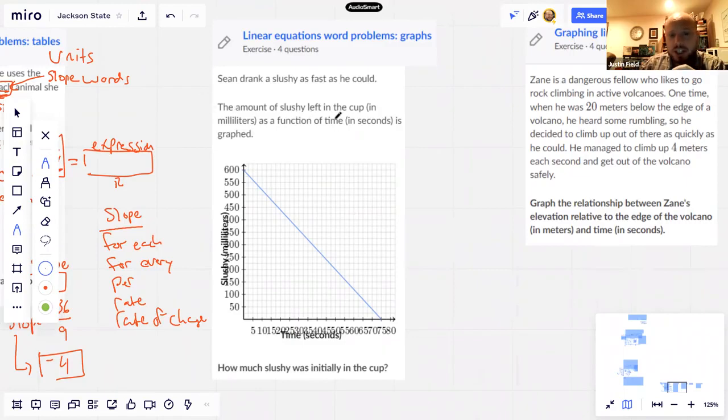The amount of slushie left in the cup in millimeters, found a unit, as a function of time, seconds. Got me 2 units. Okay.